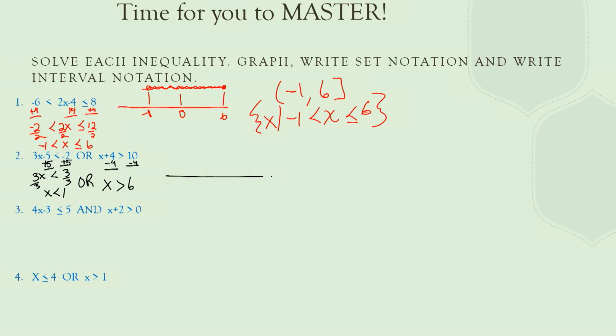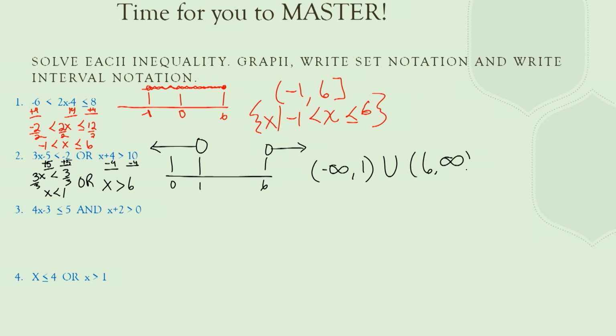So I'm going to graph it. I have 0, 1, 6. X is smaller than 1, so I have an open circle, and I'm graphing to the left. Or X is bigger than 6, so I have an open circle, and I'm graphing to the right. I would start my interval notation with negative infinity, comma 1, parentheses, or parentheses 6, positive infinity.